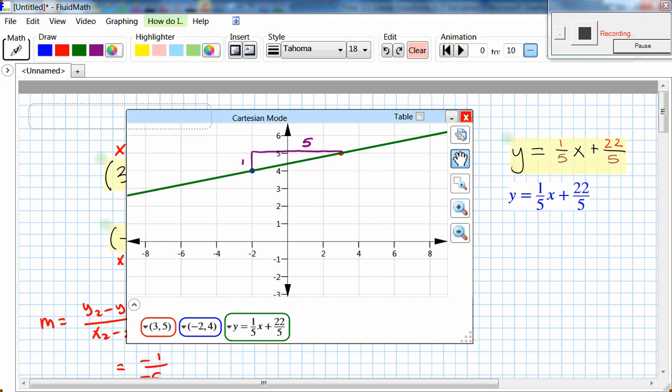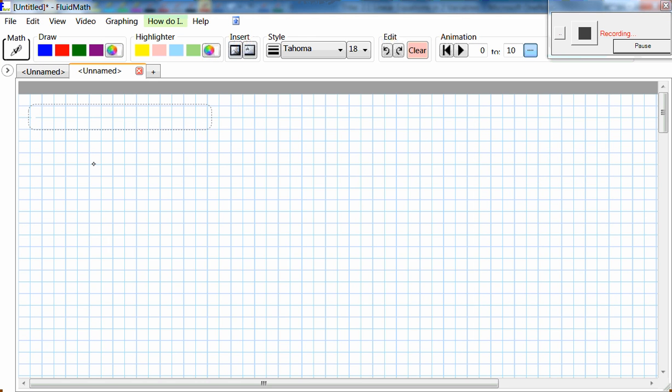Okay. Here's what I want to happen here. I'm going to give you an equation of a line. That line's going to be 2x minus 3y is equal to 5. So we're going to go over here. We're going to write that down. Okay. 2x minus 3y is equal to 5. And I'm going to graph that line over here.